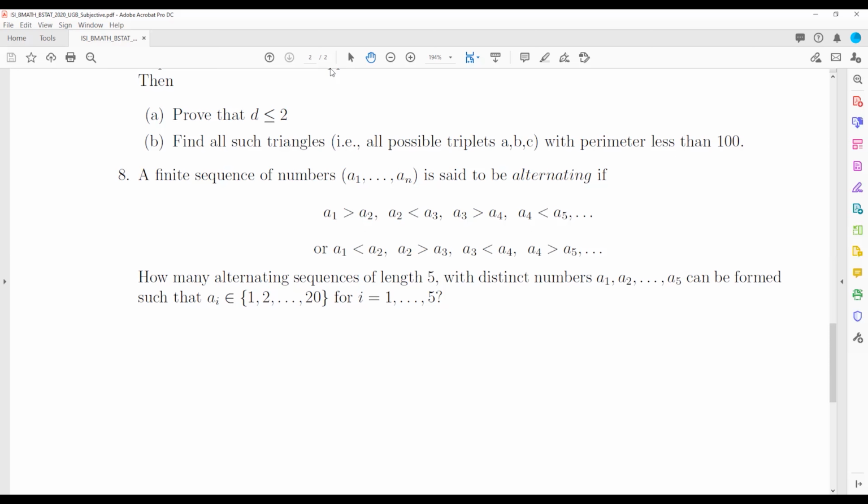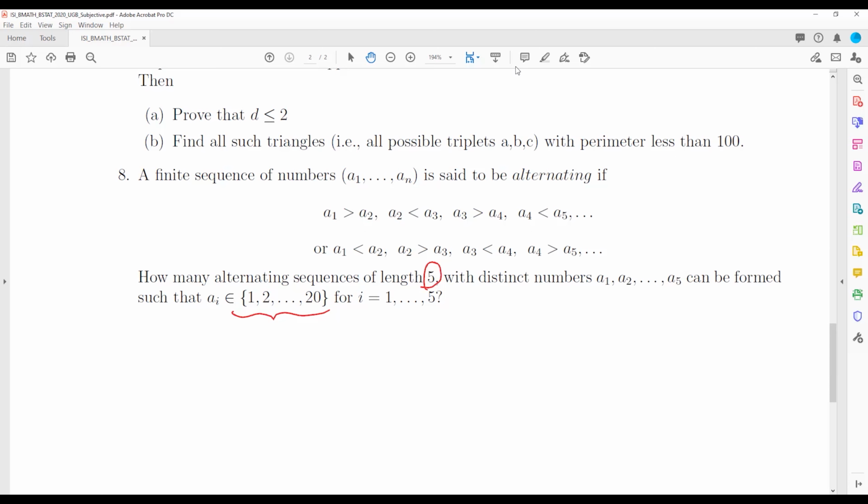Now those ai can be chosen from 1 to 20. Okay, so this is length 5, and now we will generalize it for any length n. We will take any n numbers and find how many alternating sequences are possible with n distinct numbers. And then from any set you can take those n numbers.